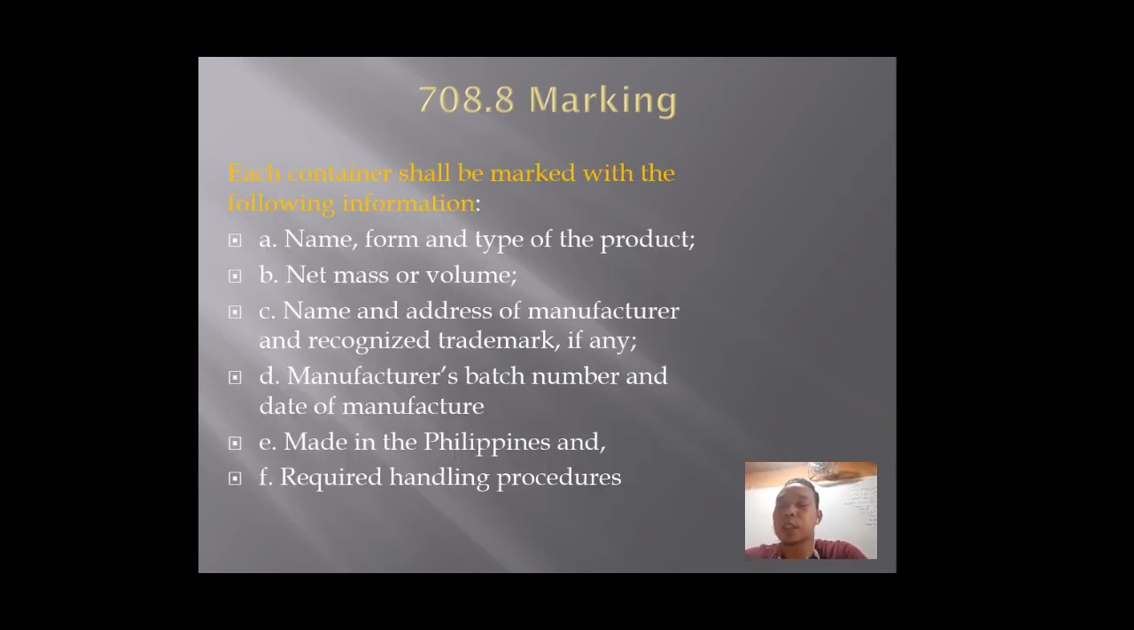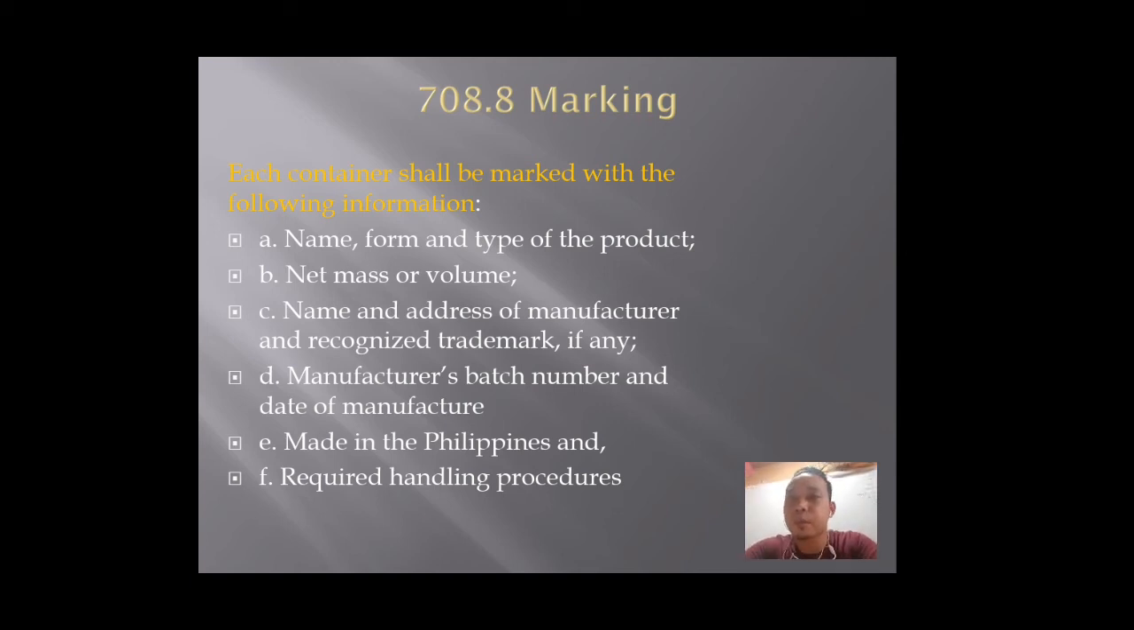The next one is about marking. In item 708.8, each container shall be marked with the following information: the name, information, type of the product, net mass or volume, name and address of manufacturer and recognized trademark if any, manufacturer batch number and date of manufacture, made in the Philippines, and required handling procedure. So these are the things that we need to be able to see as markings on our container.